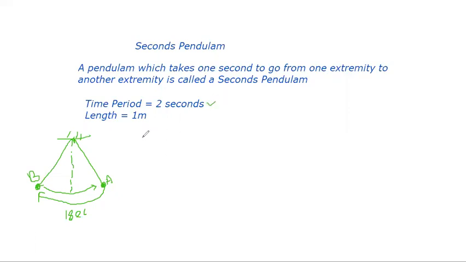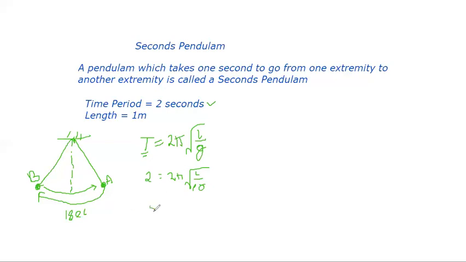Now, as we all know, the time period of a pendulum is given by 2π√(L/g), where L is the length of the pendulum and g is the acceleration due to gravity. Now, this time period T is 2 here. So let us write 2π, and let us take the value of g as 10 for calculation purposes. So what do we get?